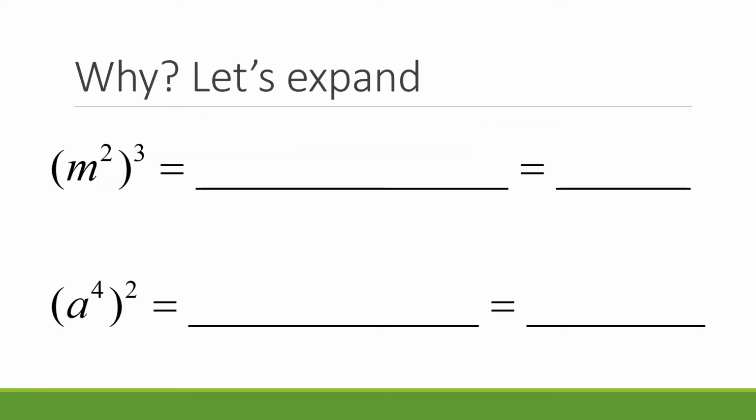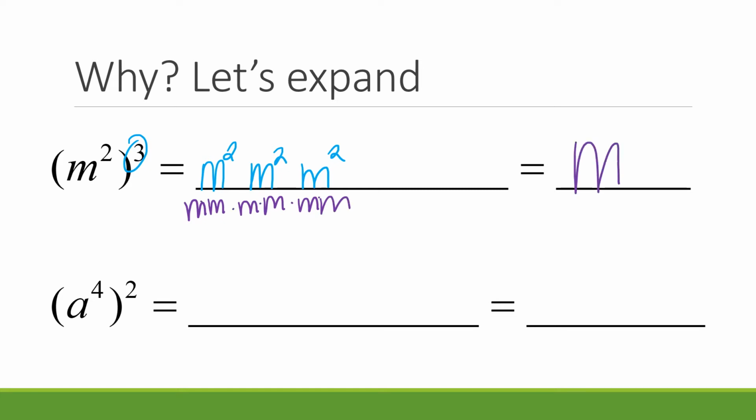Let's talk about why. Why is that a rule? You don't have to write this down, but remember, if you ever get stuck, you can expand, meaning this 3 means I have 3 of these, right? Well, these squareds mean I have 2 of them. And if I count, how many times am I multiplying m by itself? 6 times. So by a quick expansion, it reminds me, oh, that's how I got 2 times 3.